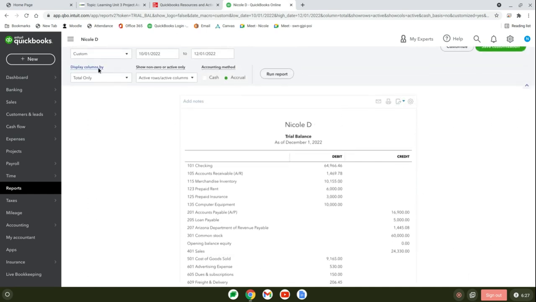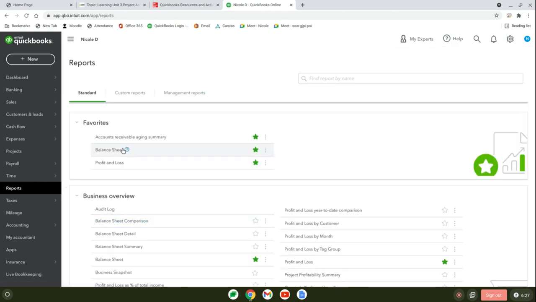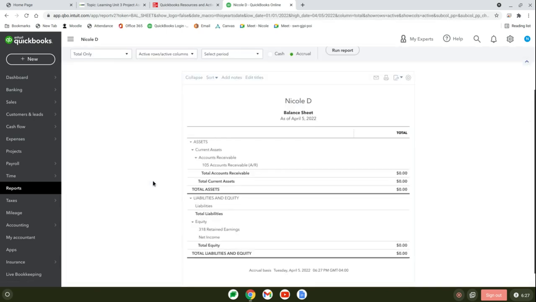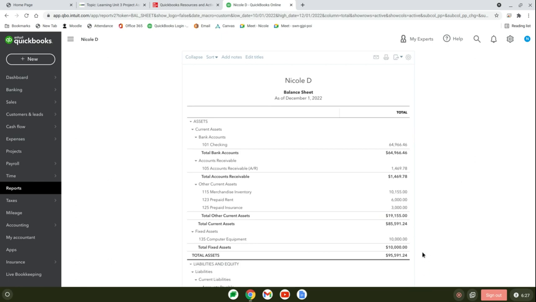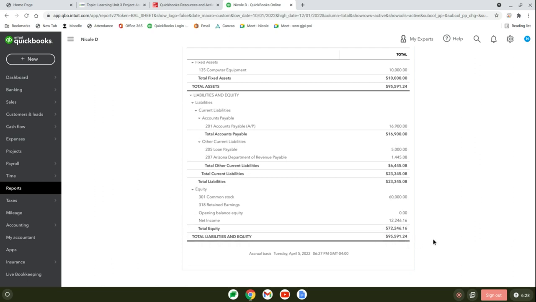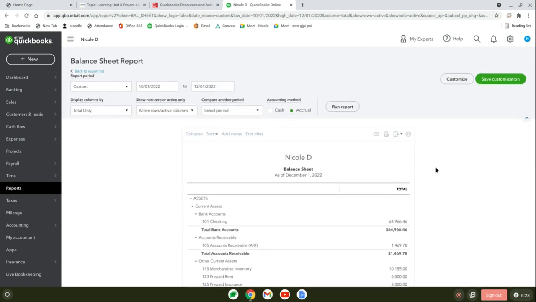The next one we're going to do is our balance sheet, and we're going to use those same dates. So I get to go here, select balance sheet. You have to start typing it in, and you're going to change it to October 1st to December 1st, and then run report. Your total should be 95,591.24. You see, total assets and total liability and owner equity should be 95,591.94. If you have that, great, save that, because you're going to send that with chapter 6 as your project.